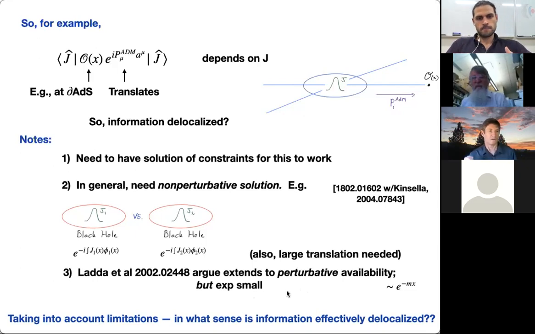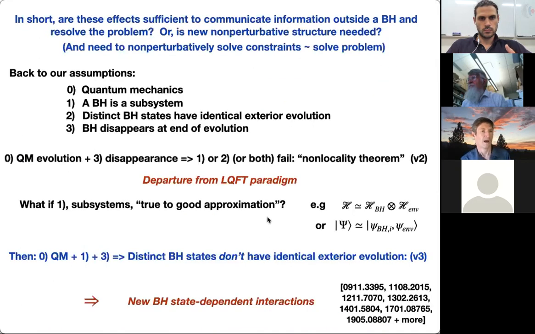So in particular, taking into account the various limitations that come from these statements, there is a question of in what sense is information effectively delocalized, which we have not completely answered. But in short, there's a real question of whether these kinds of effects are sufficient to communicate information outside a black hole and resolve the problem, or is new non-perturbative structure needed?